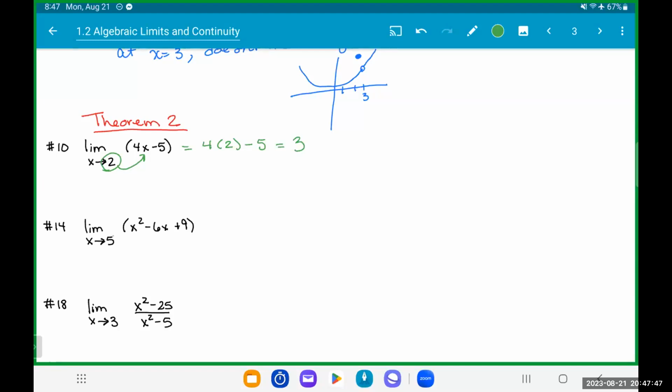Very similar, we can plug this 5 into all of the x's here. That gives me 5 squared minus 6 times 5 plus 9. So that's 25 minus 30 plus 9, which is equal to 4. Questions?